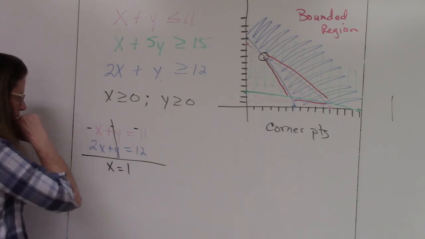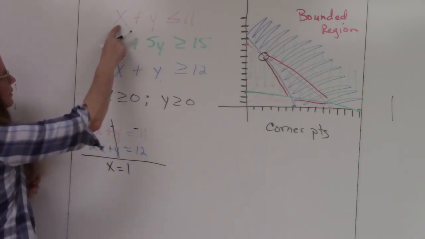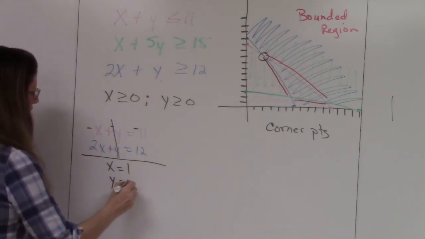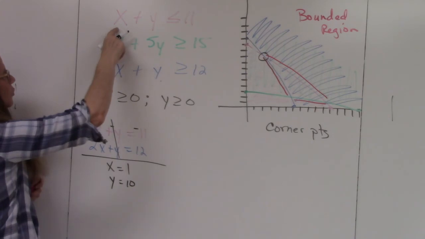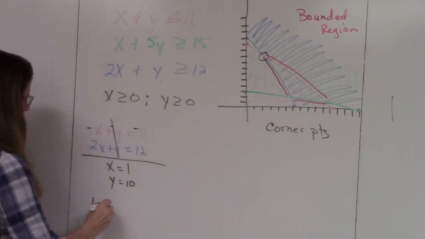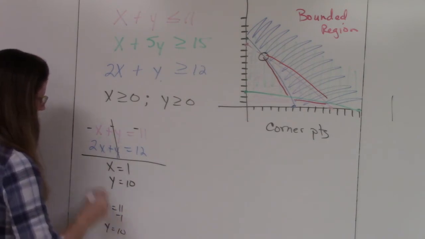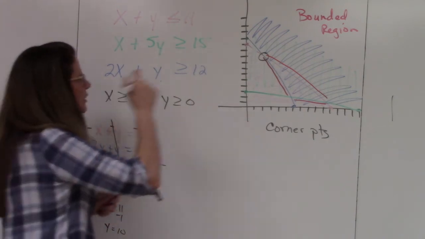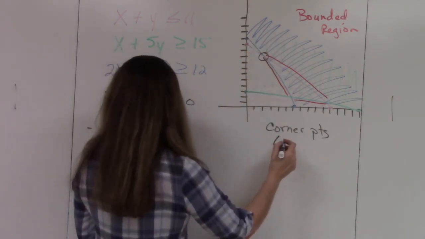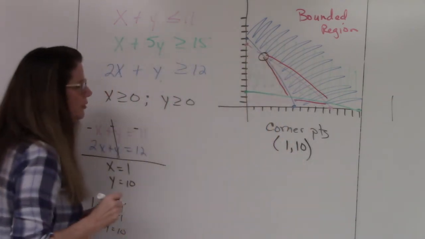Now I can plug this back into the original. So if x is 1, 1 plus y equals 10. So my y is 10. So 1 plus y equals 11, excuse me. 1 plus y equals 11, and then I'm going to subtract 1, and I get y equals 10. So this point right here is at the point 1, 10. That's one of the corner points.